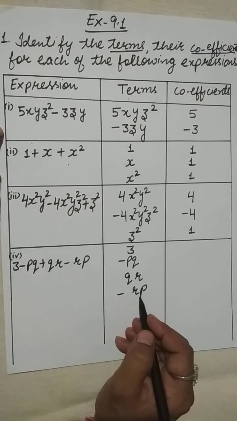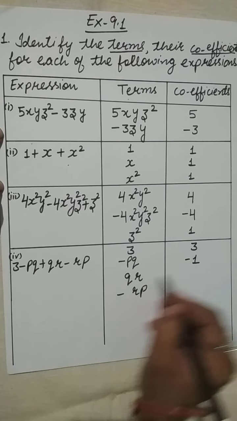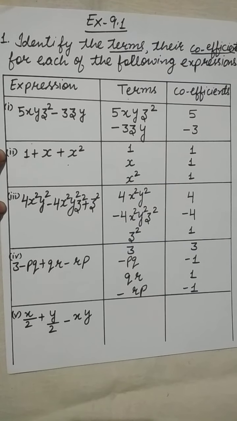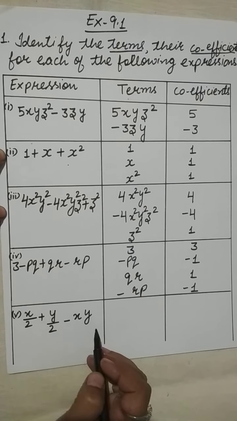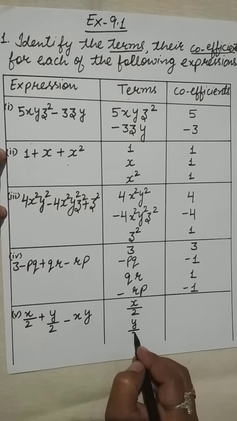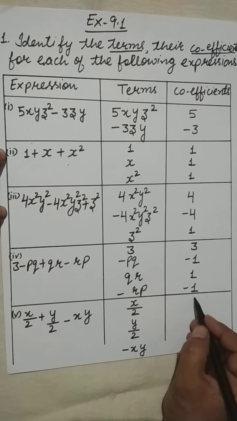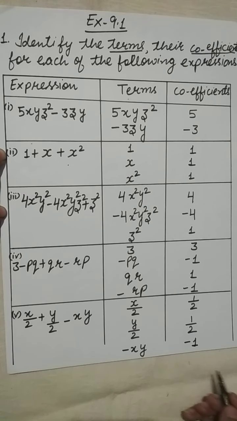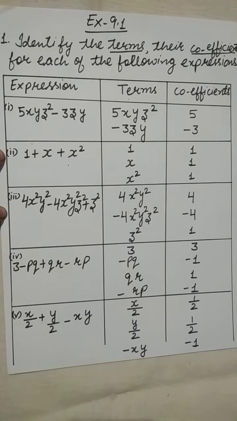Now similarly we will write down the coefficients. The coefficient is 3. Here it is minus 1. Here it is 1. Then again minus 1. Next is x by 2 plus y by 2 minus xy. Firstly we will write down the terms: x by 2, y by 2, minus xy. Now the coefficient of this term will be 1 by 2, again 1 by 2 and then minus 1. These are the terms and the coefficients of the given expressions.